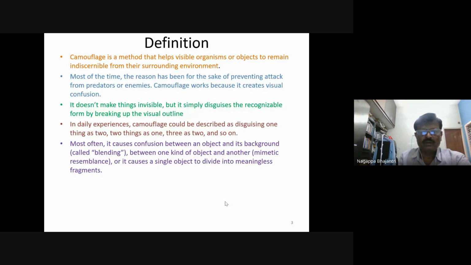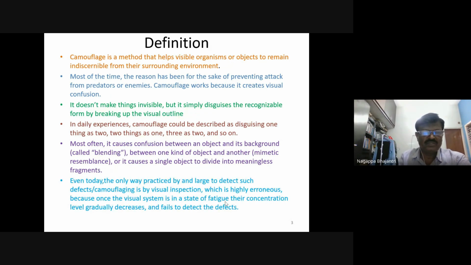Most often, it creates a confusion, as I told. Blending with the background and another mimetic resemblance causes a single object to divide into meaningless fragments. Continuing this, today also, by and large, the way to detect such defects or camouflage is visual inspection, which is highly erroneous. Once the visual system is in a state of fatigue, the concentration level gradually decreases and fails to detect such defects.